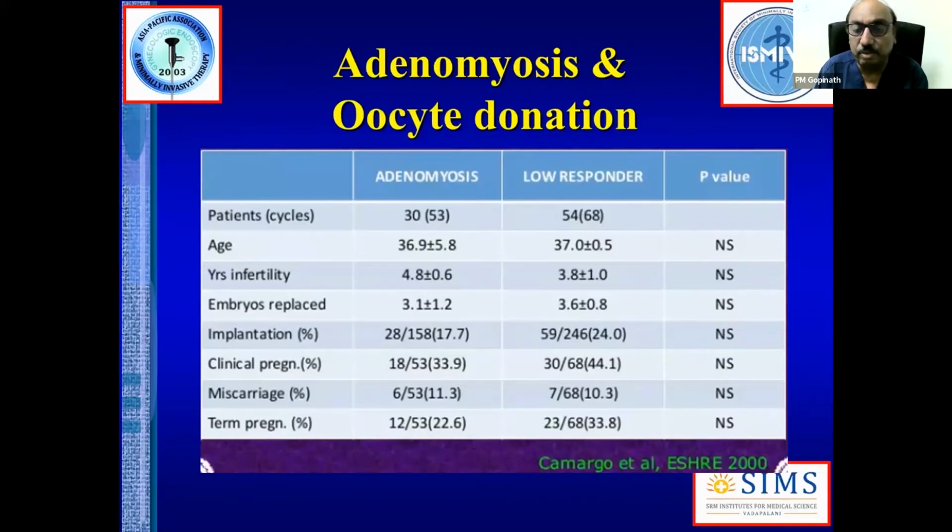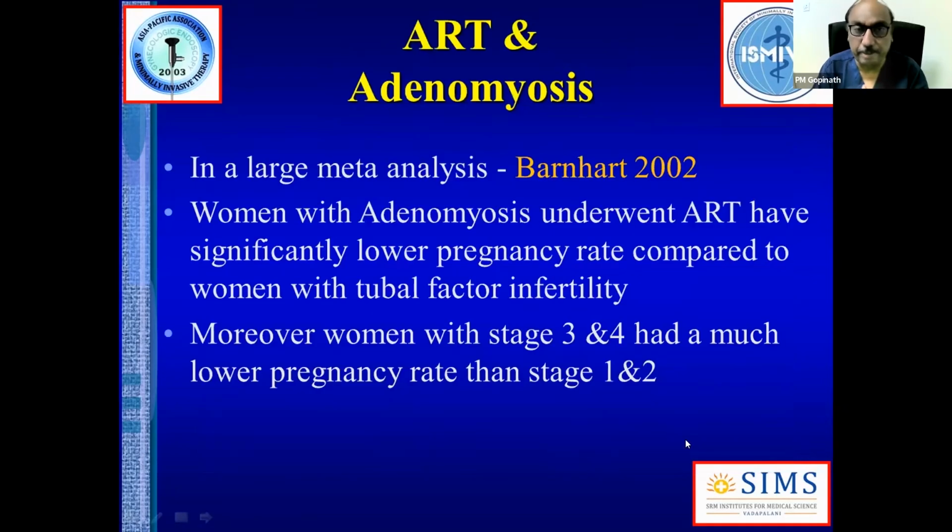And what happens when there is adenomyosis in an oocyte donation program? You will see here, when compared with the low responders, it is again poorer, and you can see the term pregnancy rate is about 22 when compared to 33, as per the presentation in an X-ray.